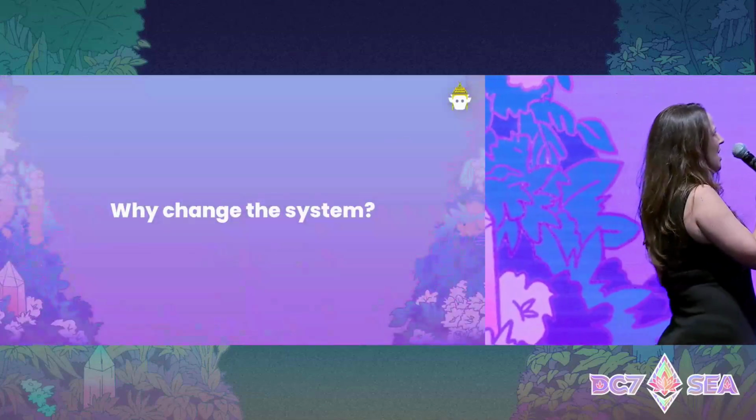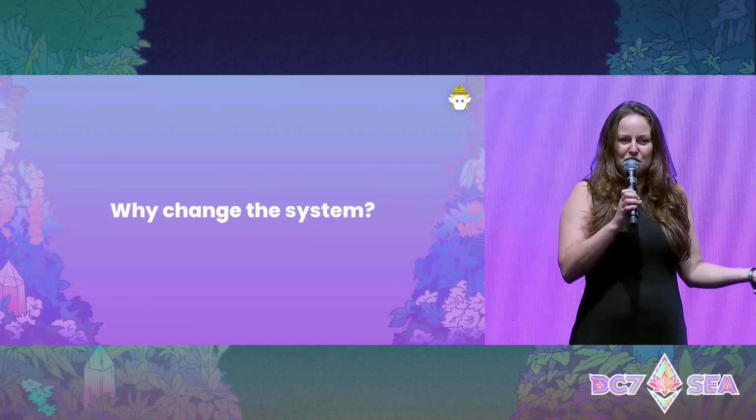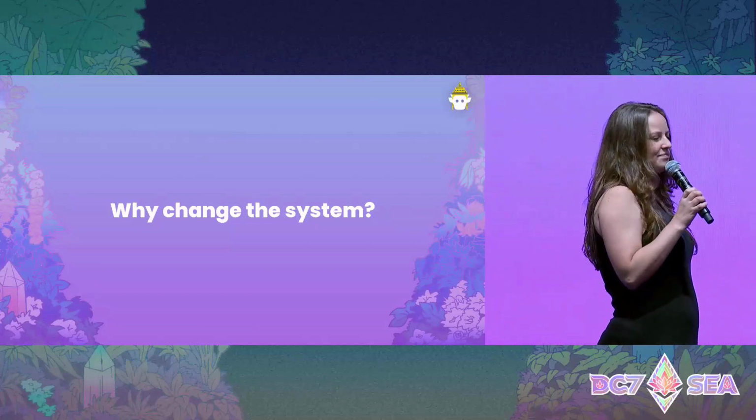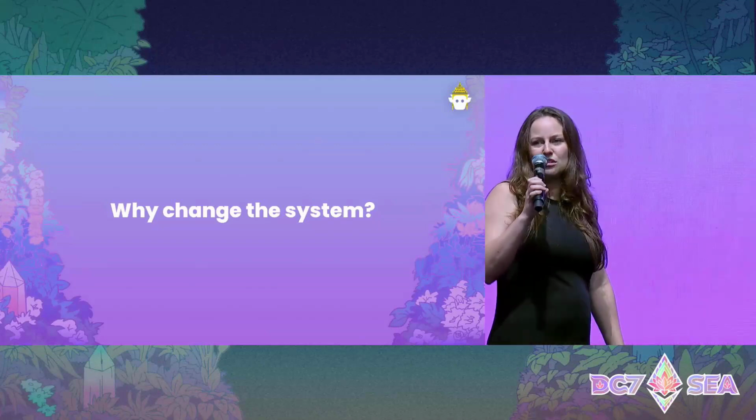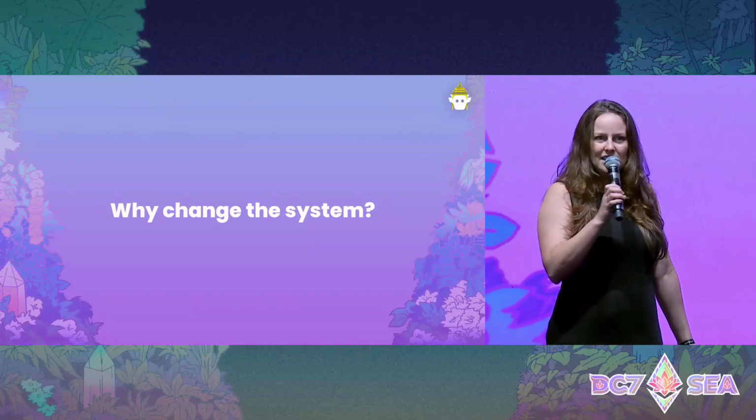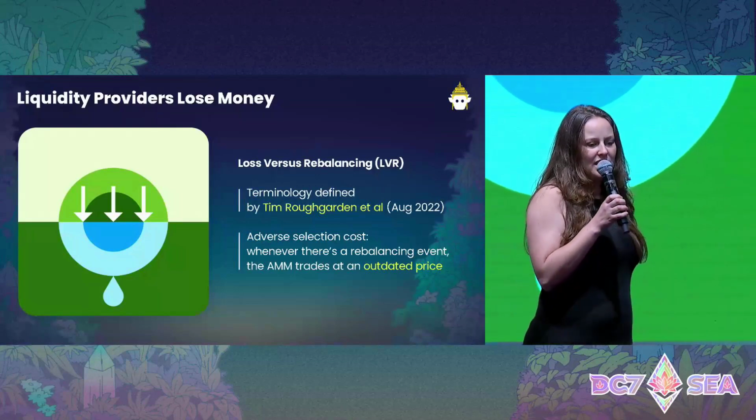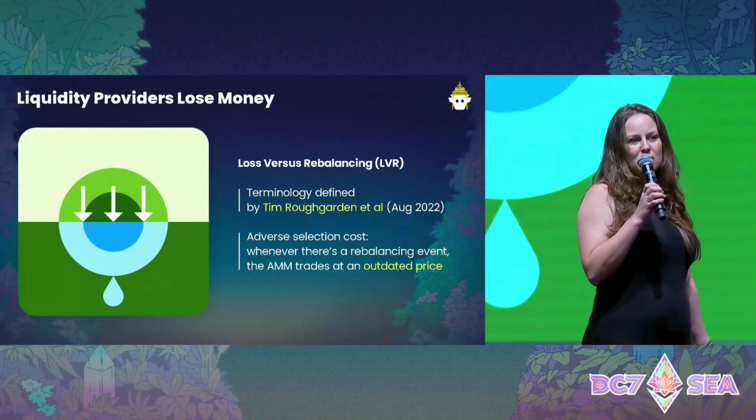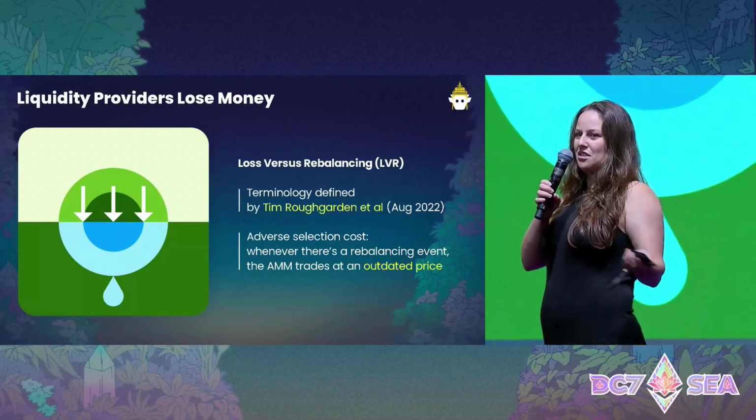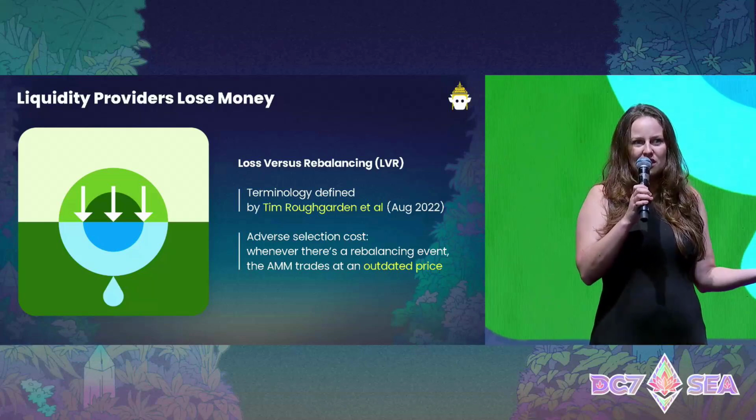So let's start. Why do we want to change the system? It seems to be working fine. AMMs have been around for a few years at this point. They have a ton of liquidity, so they seem to be okay. However, research has shown in the last couple of years that actually liquidity pools leak a lot of value. And this phenomenon we are calling loss-versus-rebalancing, or in short, LVR. And it essentially describes this adverse selection risk that you take by potentially taking the wrong side of a trade.